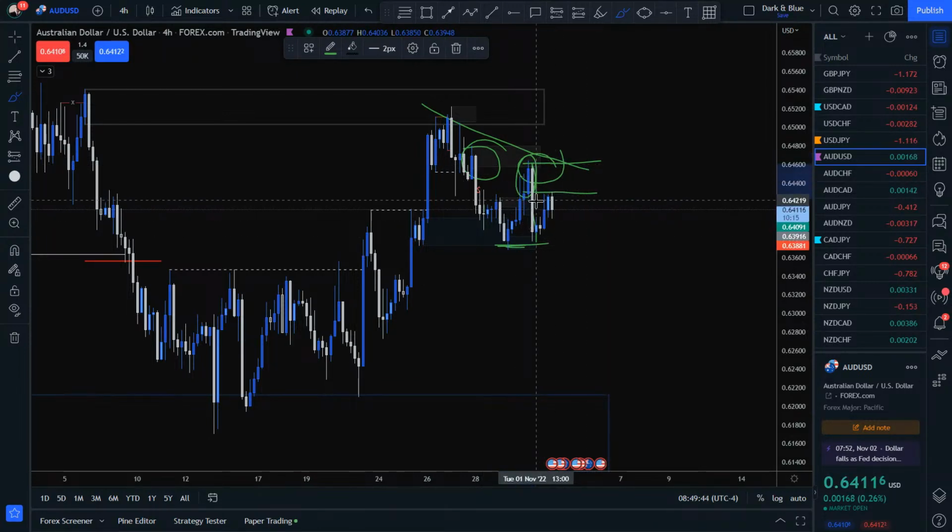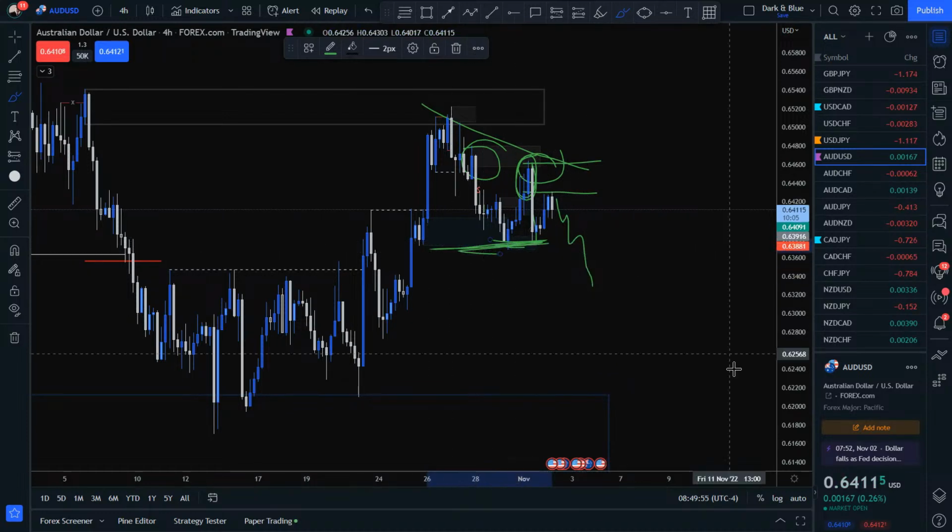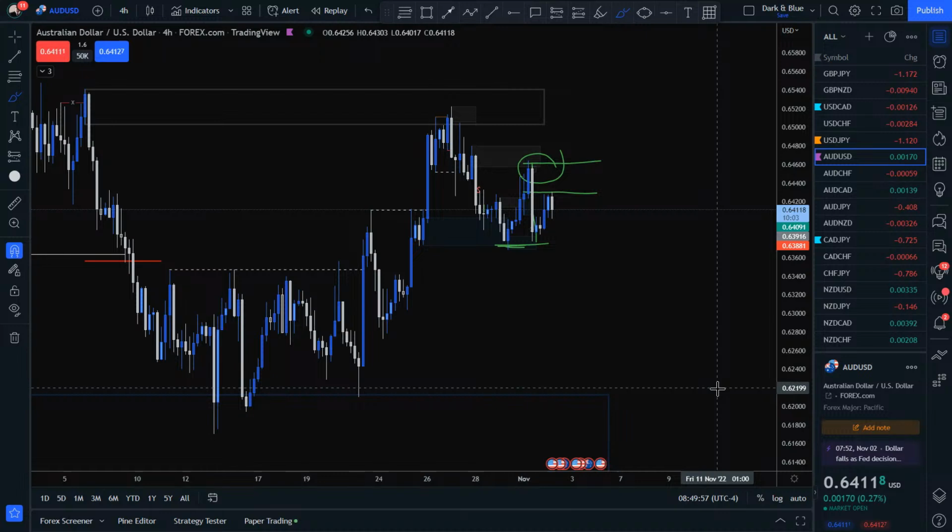The base candle of the bearish engulfing pattern, and I'm looking for some more follow through to take out all of this sell side liquidity. That's what I would be looking for.